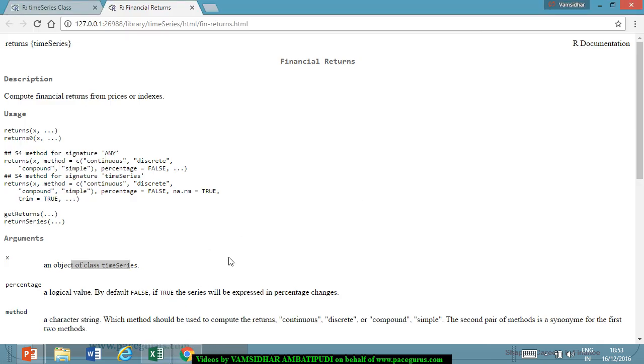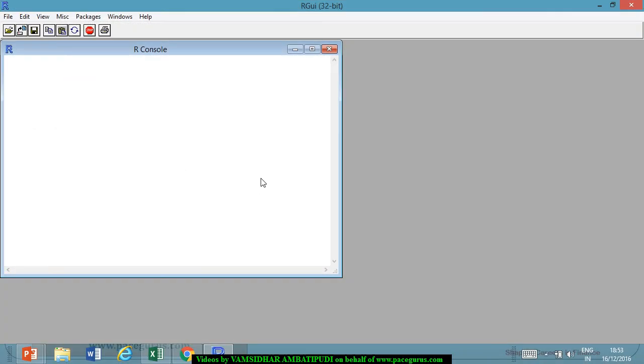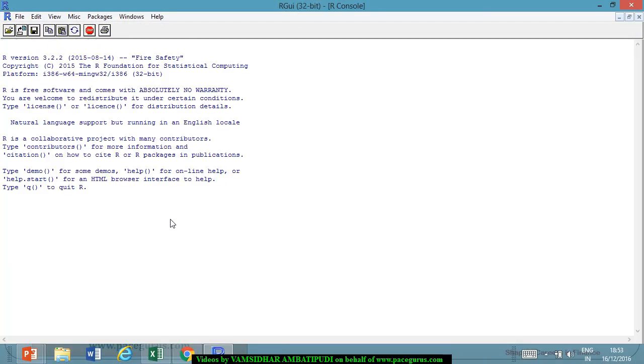Okay, let me reopen the R. Something went wrong in terms of the execution speed. I have to reload the stuff again, so let me quickly reload it and get it back.